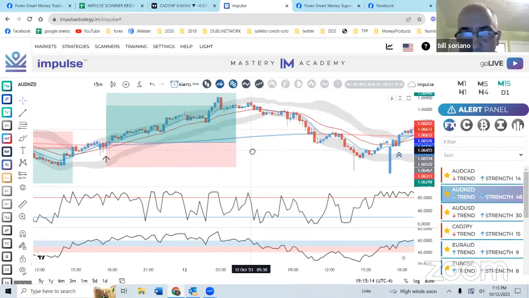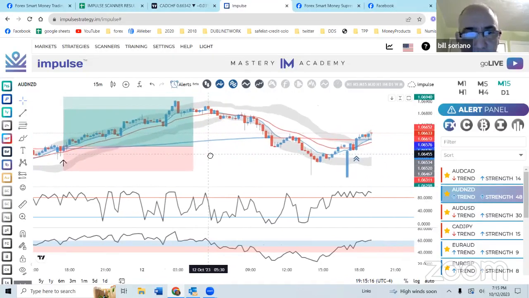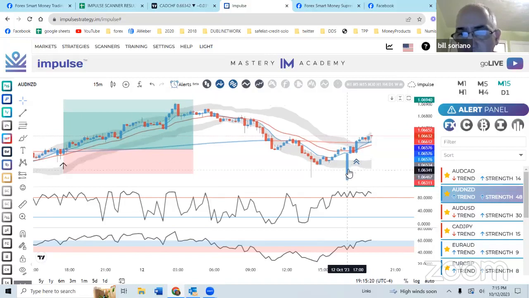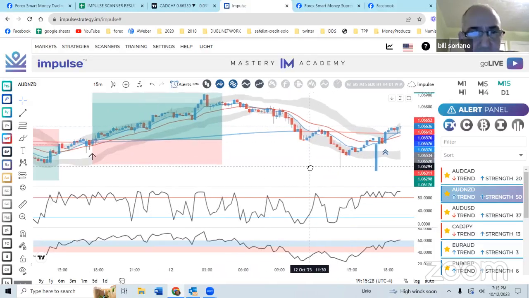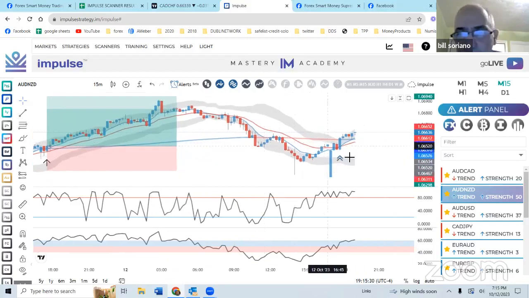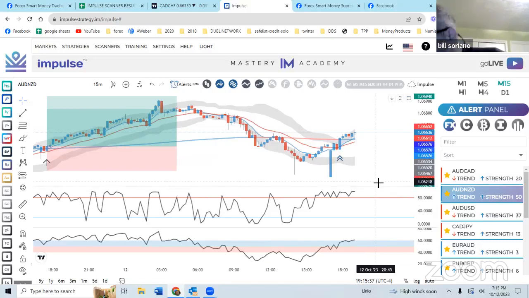AUD-NZD. Now this right here is the 5 p.m. candle, so we can't use this 5 p.m. candle because it's not accurate on the impulse scanner. Right here, though, we do get stopped out of the trade. And then we would get another trade set up right here. Right now, though, we would get stopped out of that trade at a loss. So let's go on to the next pair.